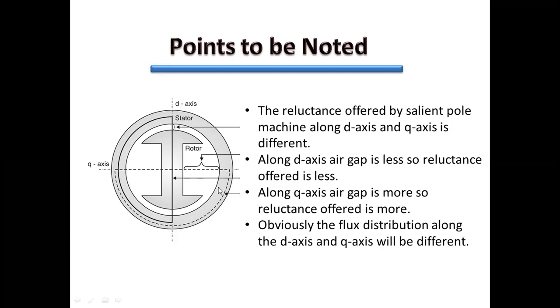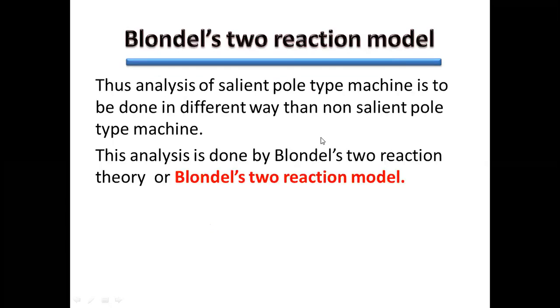Now, because of this geometry and saliency effect, the flux distribution along the D axis and along the Q axis is going to be different. So these are the points to be noted for the salient pole machine and the saliency effect. Now, Blondel has proposed a theory based on this flux distribution along the direct axis and quadrature axis. So there is going to be a difference in the analysis part because of the geometry.